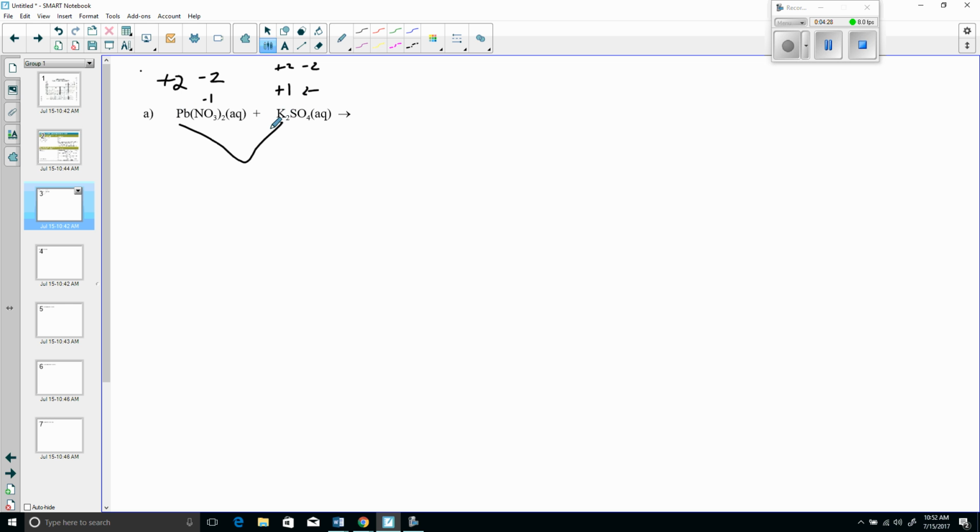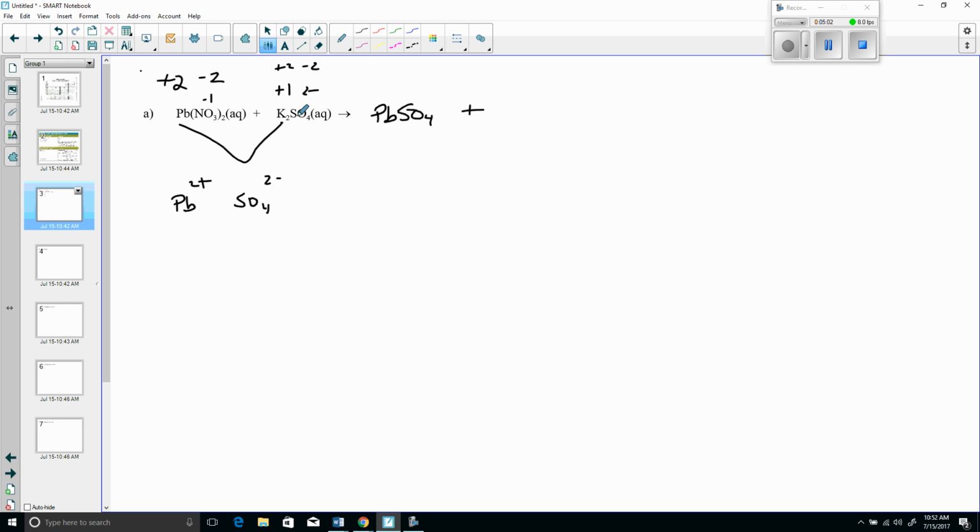Potassium is going to switch to pair with nitrate. But we still have to make sure the sum of our charges equals 0 when we make these new compounds. For instance, we know it's lead 2+ because we looked at the math. It is now going to pair with sulfate, and SO4 is 2-. So the sum of the charges here equals 0. We don't have to make any changes. We can write it very easily that way.